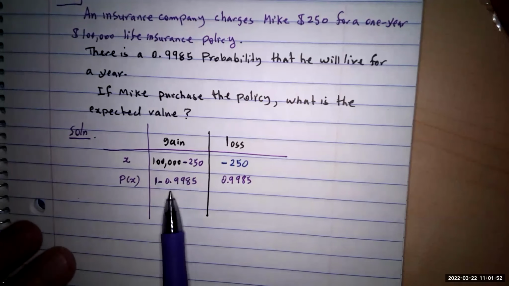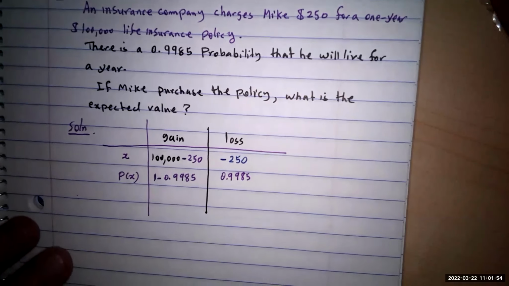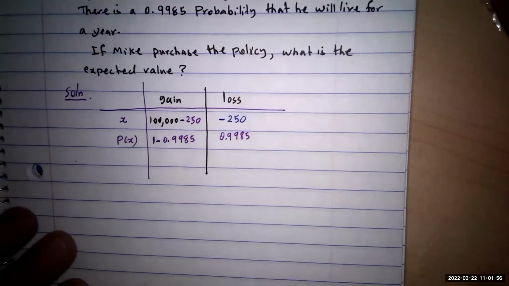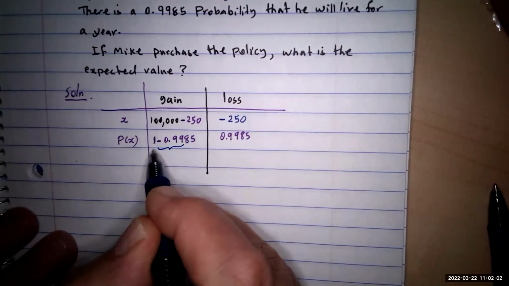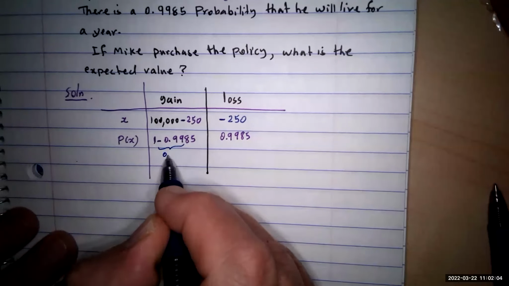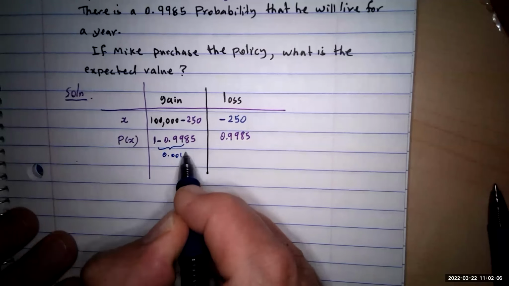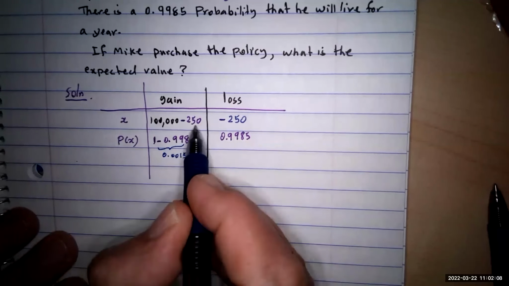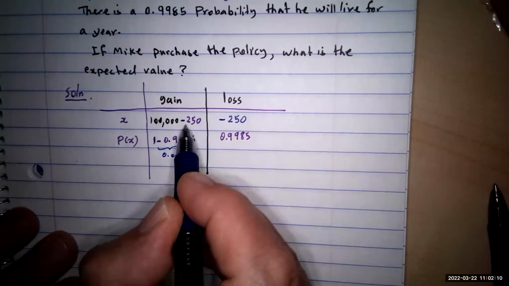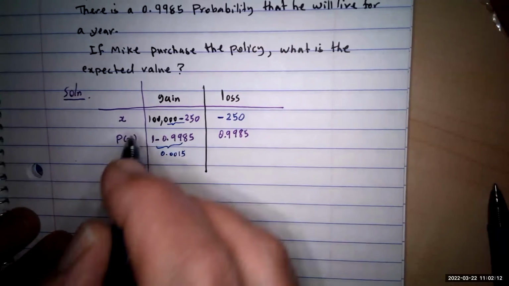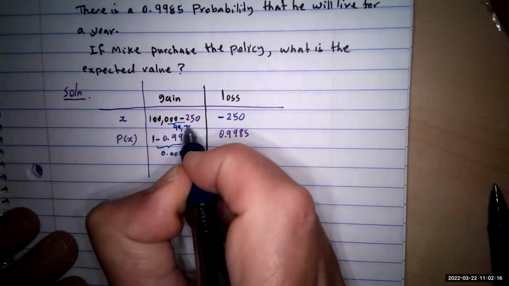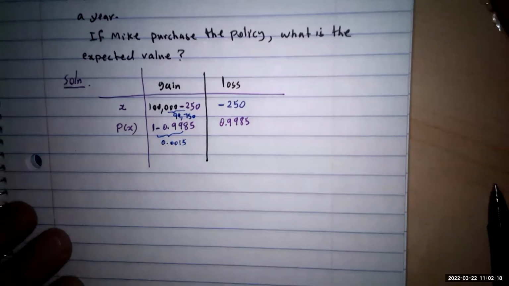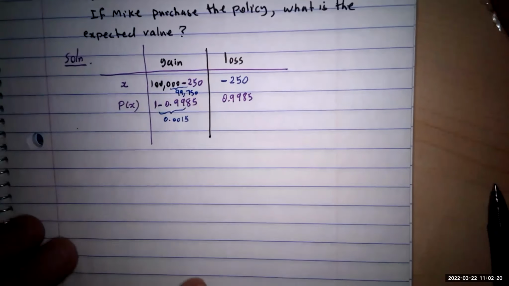We can take care of these numbers, then go to the expected value, or write it down. It doesn't matter, whichever you feel comfortable. So if you subtract these two numbers, as some of you noted, that gives you 0.0015. And if you subtract this one, it gives you $99,750. Or you can write it down, just do it.